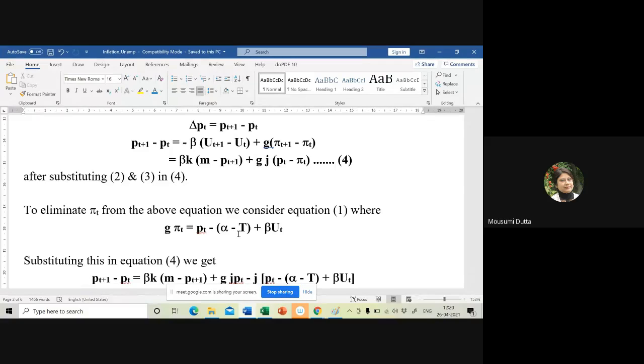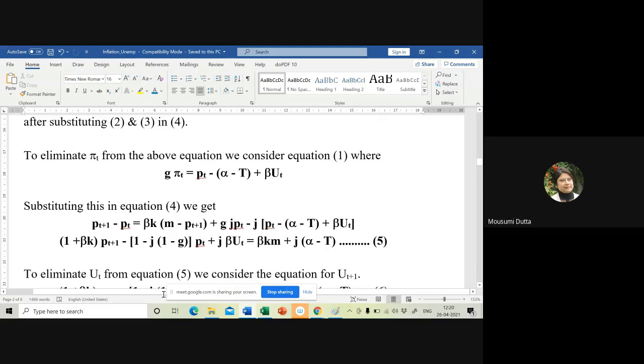Substituting this in equation 4. In equation 4, I have p(t+1) minus p(t) is equal to beta k [m minus p(t+1)] plus j g p(t) minus j g pi(t). So in place of g pi(t), I'll put all these letters. Please do it and check whether you are getting this or not.